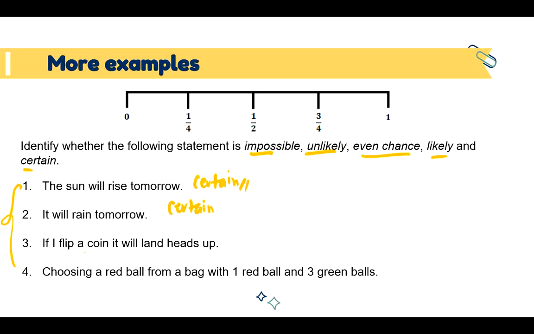Okay? Third, if I flip a coin, it will land heads up. So, kapag nag-flip kayo ng coin, alam natin na head or tail lang ang lalabas. So, meaning, 50% na head ang lumabas, mayroon ding 50% na tail ang lumabas. So, saan tayo mag-fall out? Doon sa even chance. 50-50. So, pwede yung isa, pwede naman yung isa. Parang pass or failed. So, ang outcome mo, dalawa lang. So, pag dalawa lang yung outcome mo, edi 50-50 chance yung pwede mo silang makuha.